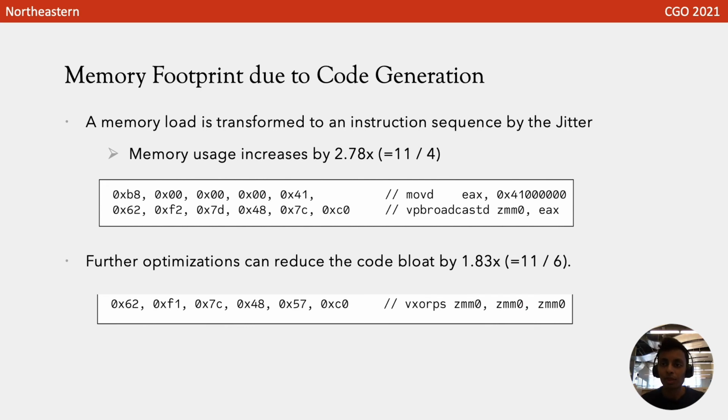So in terms of memory footprint, due to code generation, the total size of instructions used could increase by 2.8 times because now each value is using 11 bytes instead of 4 bytes as shown in the top figure. But we can use different optimization techniques to reduce the space used for these instructions. So for example, we can express a 0 using a vector XOR operation as shown in the bottom figure. And by doing this, we can reduce the code bloat by 1.8 times.